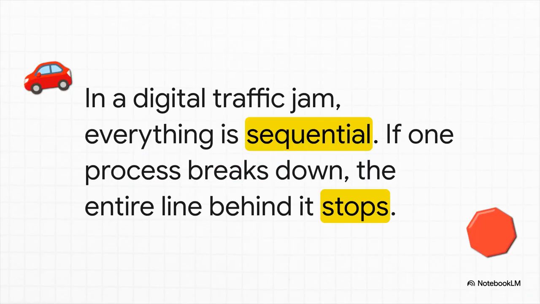It's all sequential. One thing has to happen before the next. If that one car at the front breaks down, guess what? The whole line stops. Your problem is their problem, and their problem is everyone else's problem. That, right there, is a perfect picture of what we call synchronous processing in code.